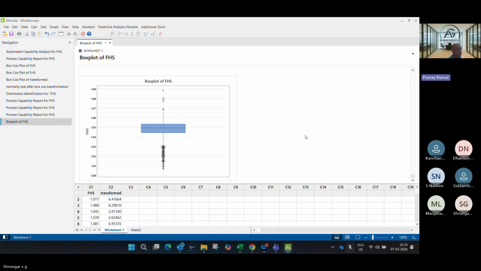Everyone with me on CP and CPK? Please try doing it on Minitab. Then do a quick recap: a quick review and revisit of your measure and define. Ask me questions so that we can start with analyze.